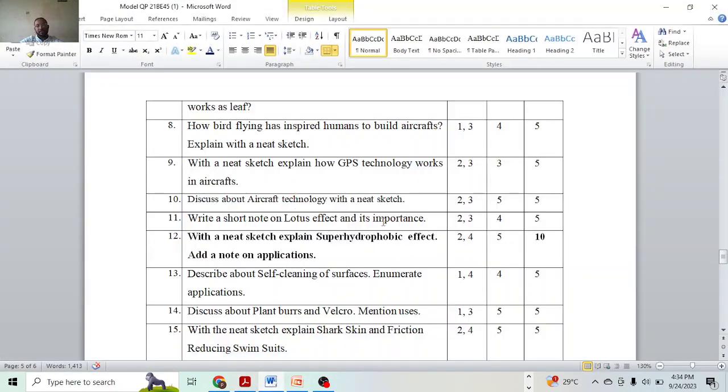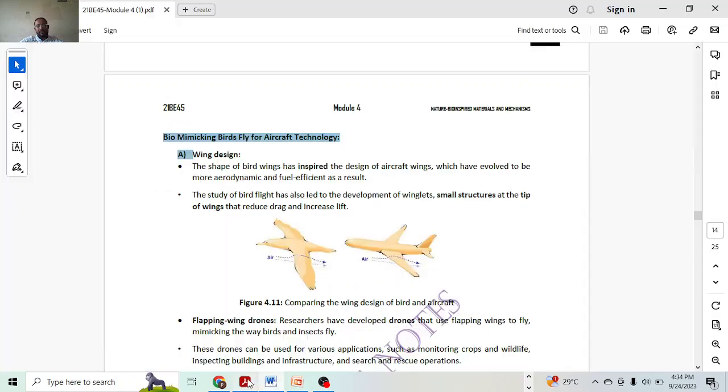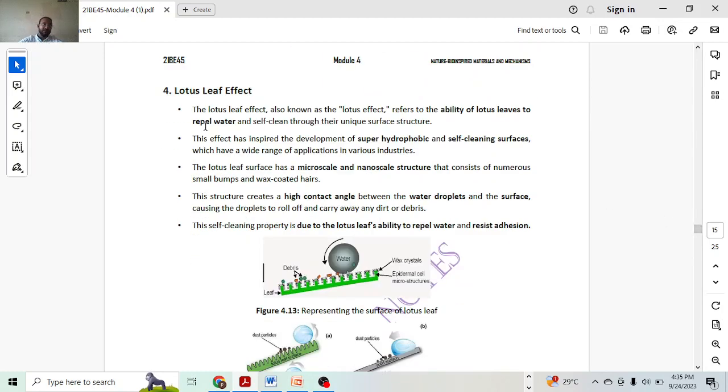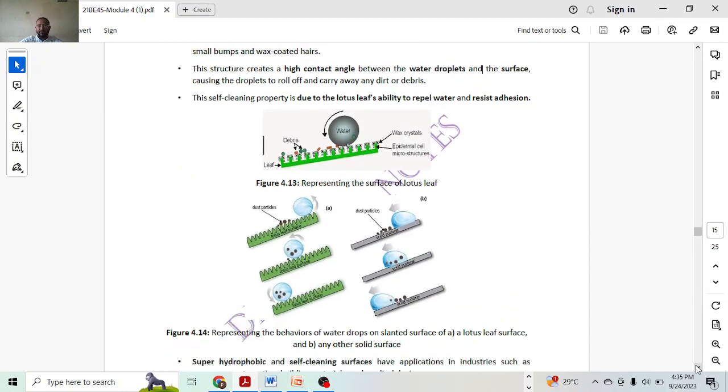Next, write a short note on lotus effect and its importance. So lotus effect and importance, it's again a very tricky question, because it's a big topic, but you can cut it short. Give what is lotus effect, define it, and then see what things are present which are responsible for this lotus effect. That will be your 2 marks.